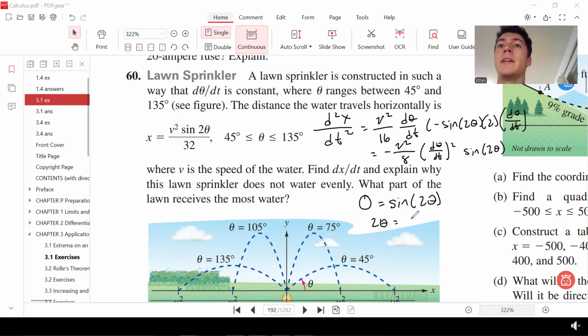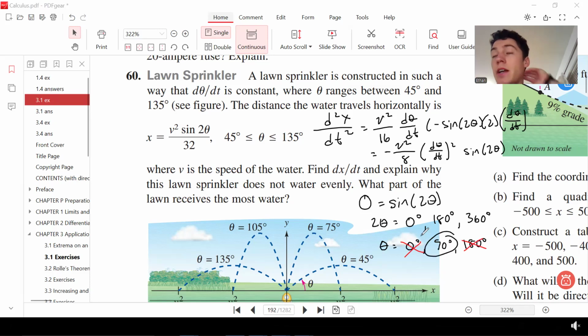So 2 theta is equal to 0 degrees, 180 degrees, 360 degrees, and then theta would be equal to 0 degrees, 90 degrees, and 180 degrees. But two of those angles are not in our domain. So we're left with theta equal to 90 degrees. But this is just where the second derivative is equal to 0, not necessarily our minimum. So let's actually see how the second derivative changes around this point.